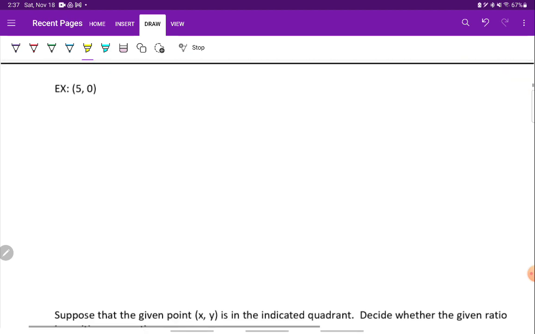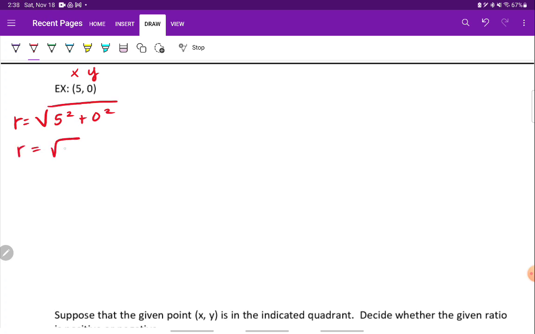All right, one more. Sometimes 0 can make things seem a little different, so I wanted to make sure to do an example with a 0 in it. But the process is exactly the same. Here's x, here's y. r will be the square root of 5 squared plus 0 squared. We get r to be 5.